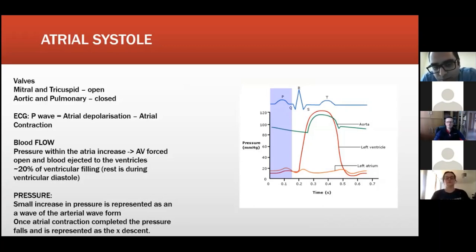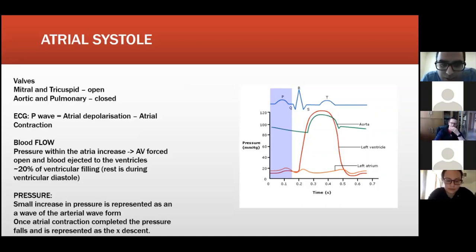Now you would think normally that this would reflect the majority of the ventricular filling. However, during this phase, only about 20% of the ventricles are filled as a result of atrial systole. The rest is later on in the cardiac cycle during the diastolic phase. However, during exercise, where diastole is somewhat shortened as you become more tachycardic, up to 40% of ventricular blood can come from atrial systole. And that's a question that I've seen a few times come up in the practice questions.